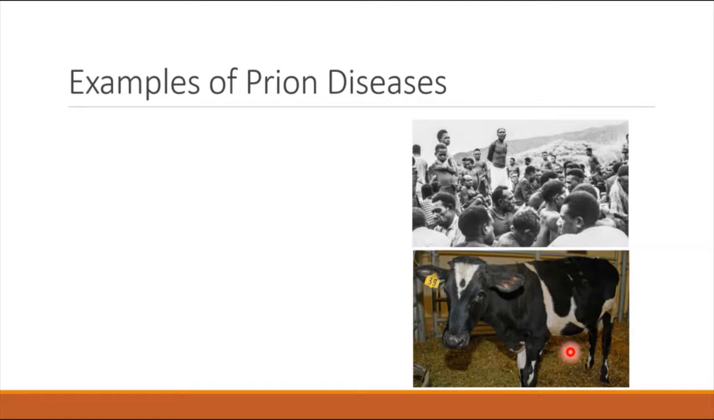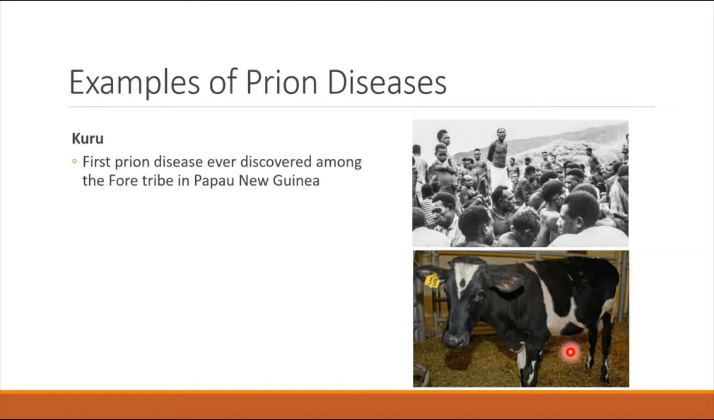Some examples of prion diseases, which you may or may not have heard of because they're really rare, include Kuru. Kuru was the first prion disease that was ever discovered among the Foray tribe in Papua New Guinea, which is an island off the coast of Australia. And it was recognized initially because this was a tribe where part of their spiritual tradition was to engage in cannibalism of their dead loved ones. But it was discovered that through this cannibalism, they were actually transmitting the prion diseases from person to person and developing this really widespread sickness that ended up needing to be stopped.